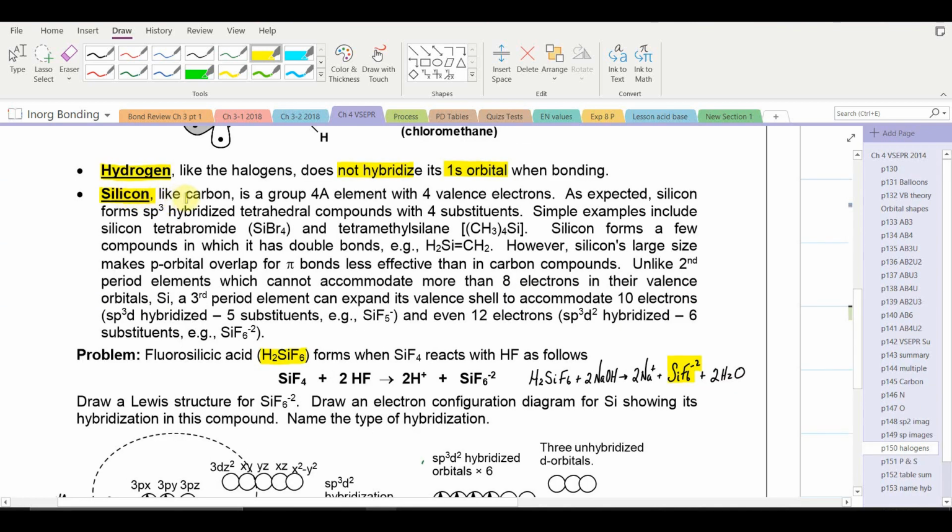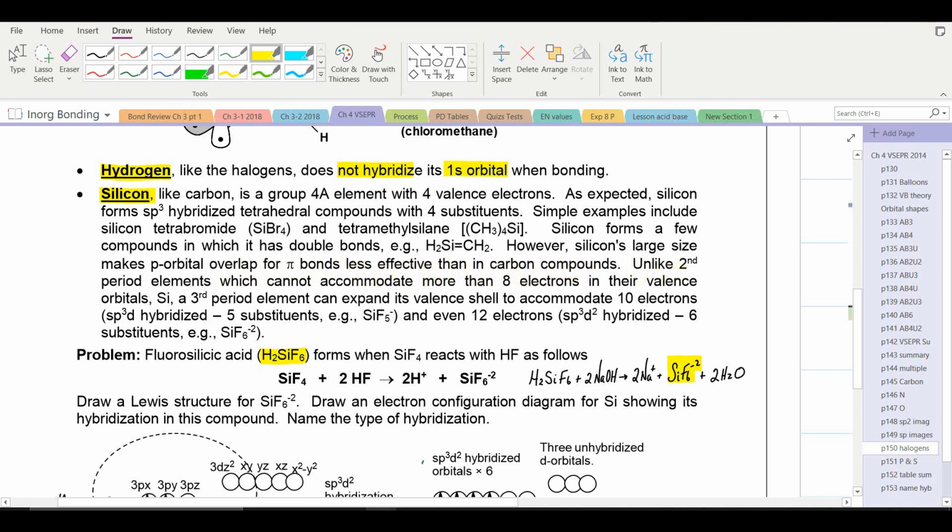Let's consider silicon. So like carbon, it is a group 4A element with 4 valence electrons. As expected, silicon forms sp3 hybridized tetrahedral compounds with 4 substituents. Simple examples include silicon tetrabromide. Silicon forms a few compounds in which it has double bonds. However, silicon's large size makes p orbital overlap for pi bonds less effective than in carbon compounds.